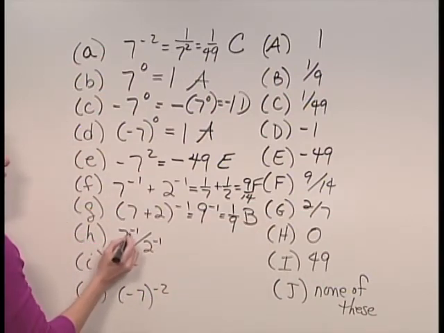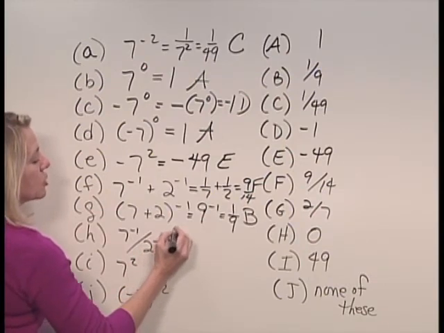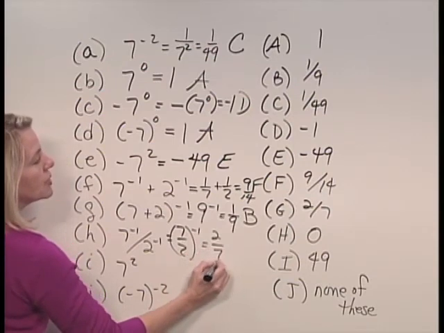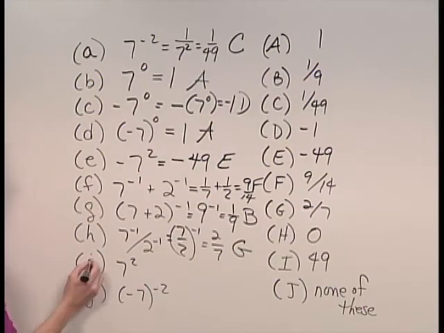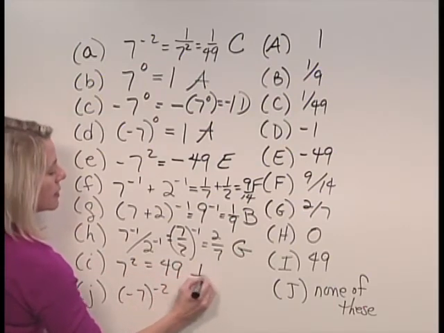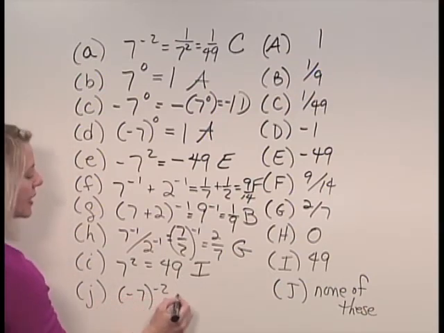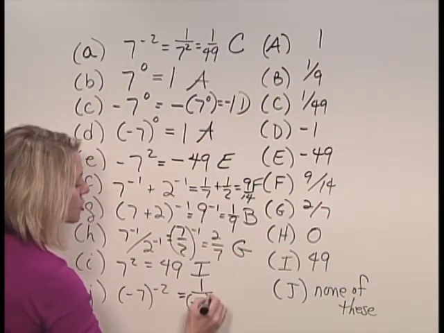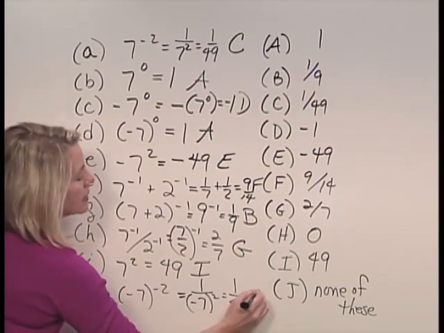For H, 7 raised to the negative 1 over 2 raised to the negative 1 is actually 7/2 raised to the negative 1, which is equal to 2/7, and that would be selection G. I, 7 squared is 49, and that would be selection I. And then finally, negative 7 raised to the negative 2 power would be equal to 1 over negative 7 squared, which is 1 over 49, and that would be selection C.